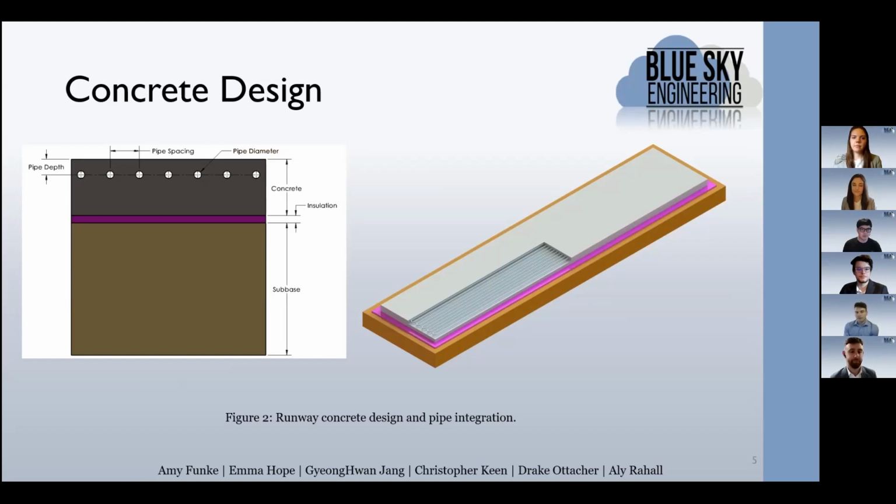Based on these preliminary calculations, we were able to make some assumptions and conclude that the piping could be embedded within the concrete structure of the runway without many problems. However, further civil engineering design work will be required.